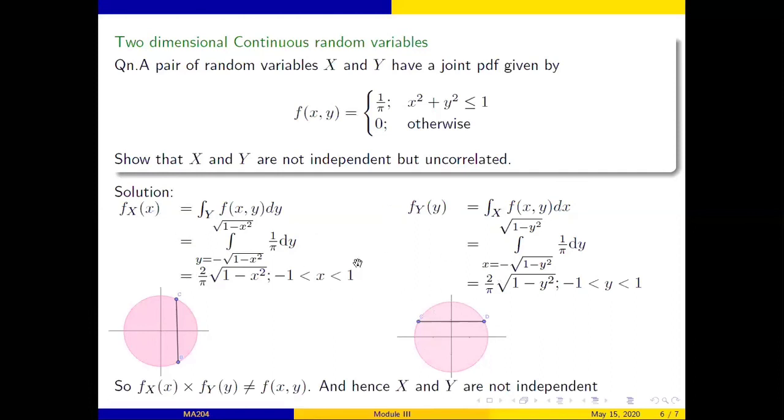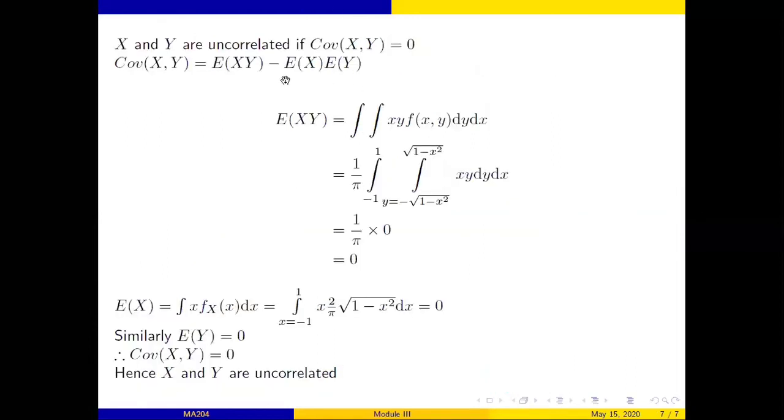Now, obviously, you can see that fX(x) into fY(y) is not equal to 1 by pi. And therefore, x and y are not independent. So, that completes the first part.